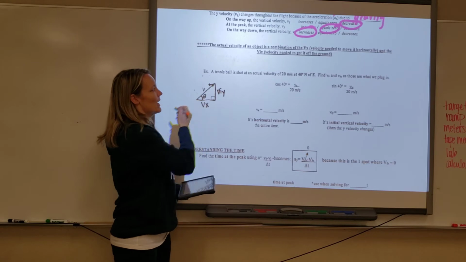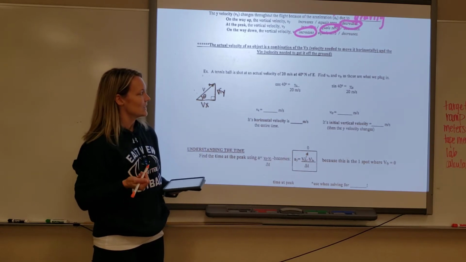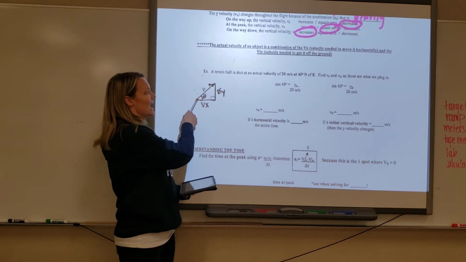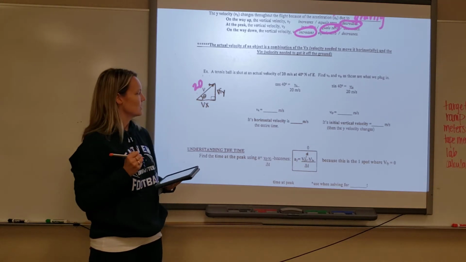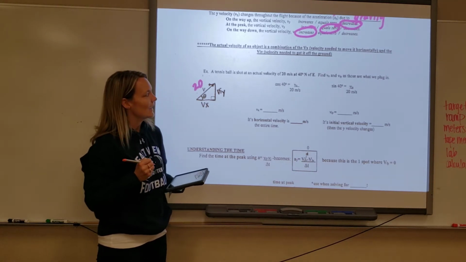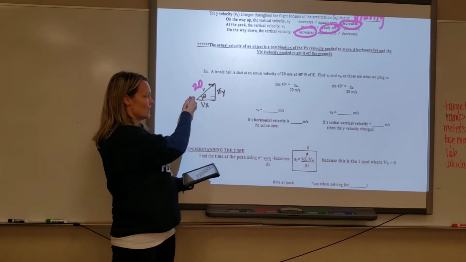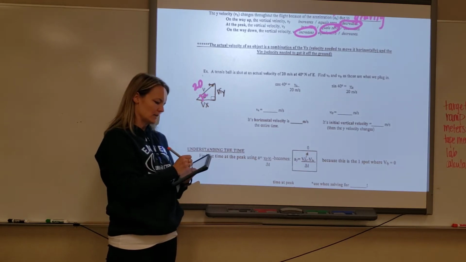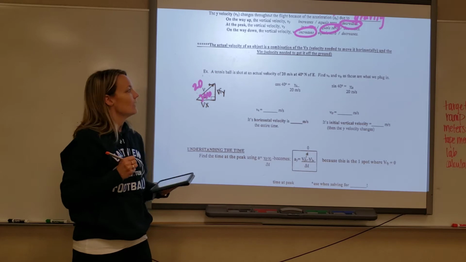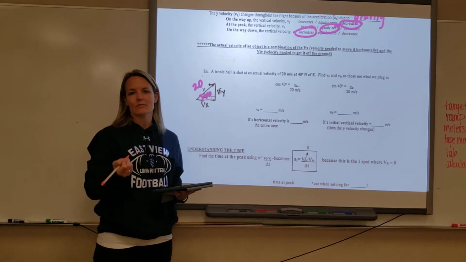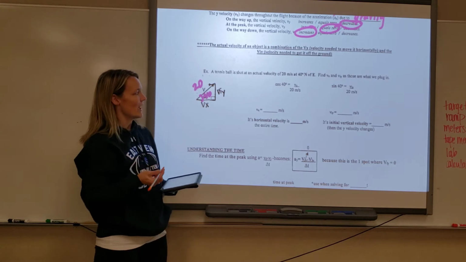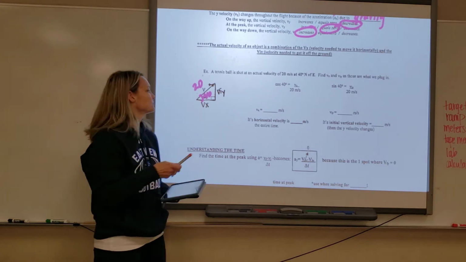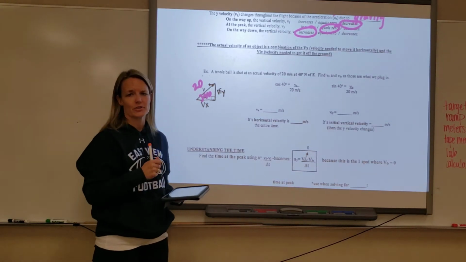So a tennis ball is shot with an actual velocity of 20 meters per second. The actual velocity is always the hypotenuse. So I'm going to put the 20 right there, at an angle of 40 degrees north of east. So 40 degrees is going to be my angle. I want to find Vx and Viy, as those are what are going to go into the equations. So in order to do that, I'm going to use some sine and cosine. Check your calculator, make sure you're in degree mode.